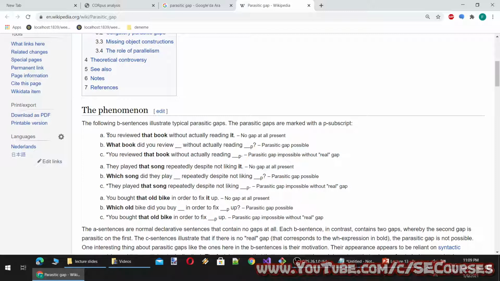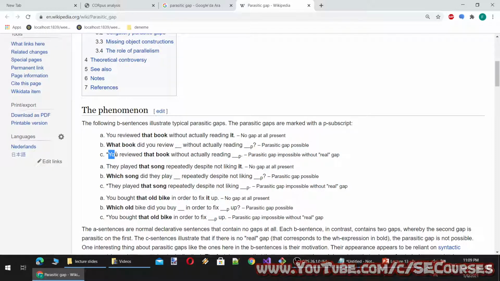So you reviewed that book without actually reading it. No gap at all present. In this case, there is no gap. What book did you review without actually reading? Here a parasitic gap is possible.